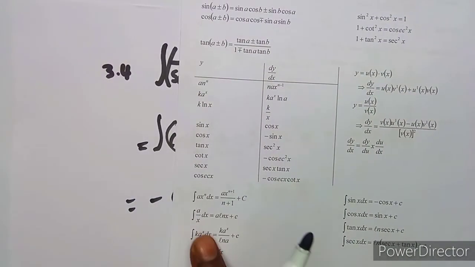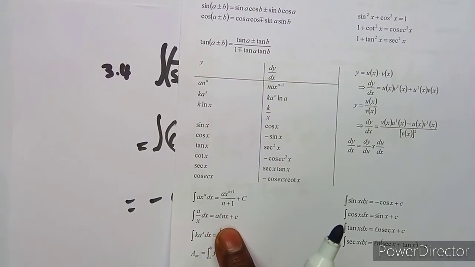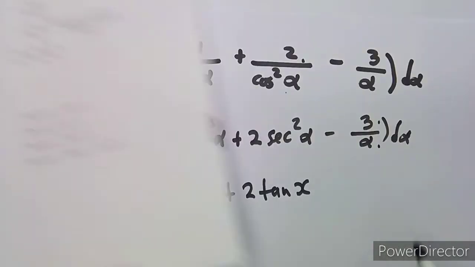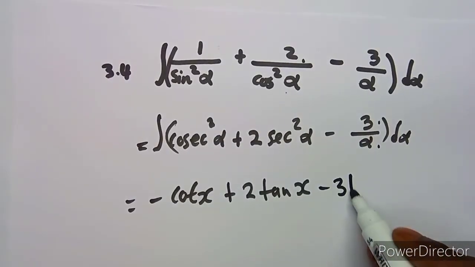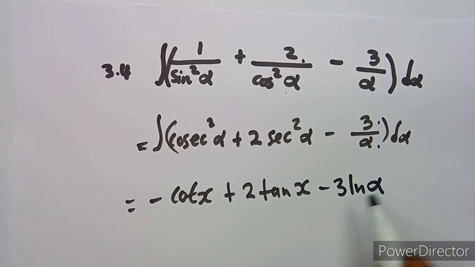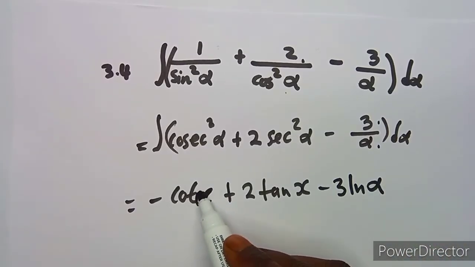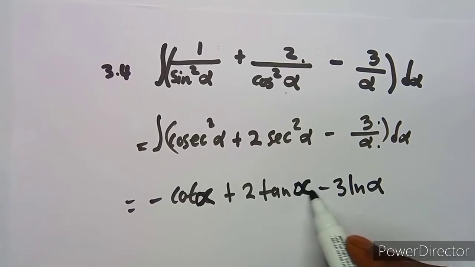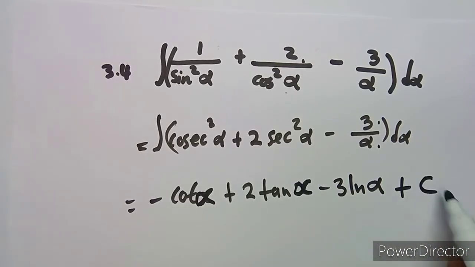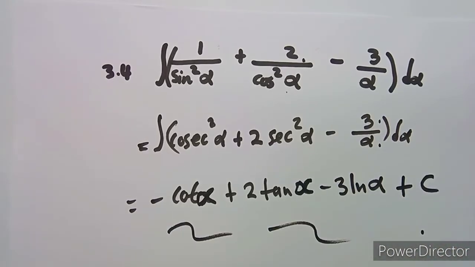This one is a over x, which gives a ln x. So it's going to be minus 3 ln alpha, not x. I'm using x, where am I getting x? This is alpha, not x. Okay, plus the constant of integration. Remember, whenever you're working with this, you must have the constant of integration there. So that's what we had, and I think it's clear.